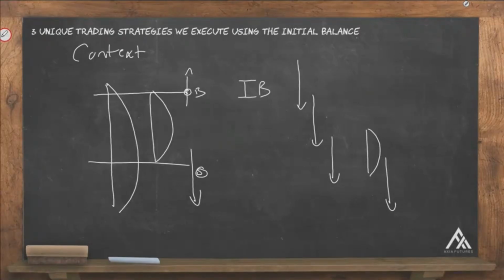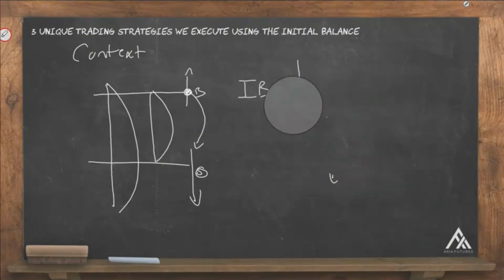Now important to note as well is that what you want to pay attention to is also the failed extension of the initial balance breakout. So if we cannot hold that break, if we cannot hold above the previous day's high or low on the break, we could very likely then see a very strong reversal in the opposite direction. So that's the first type of trade strategy we would look at when using the initial balance.